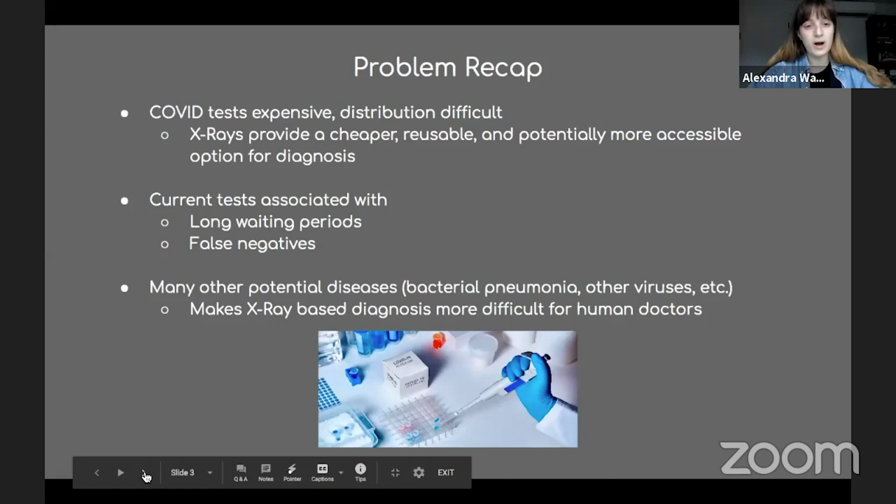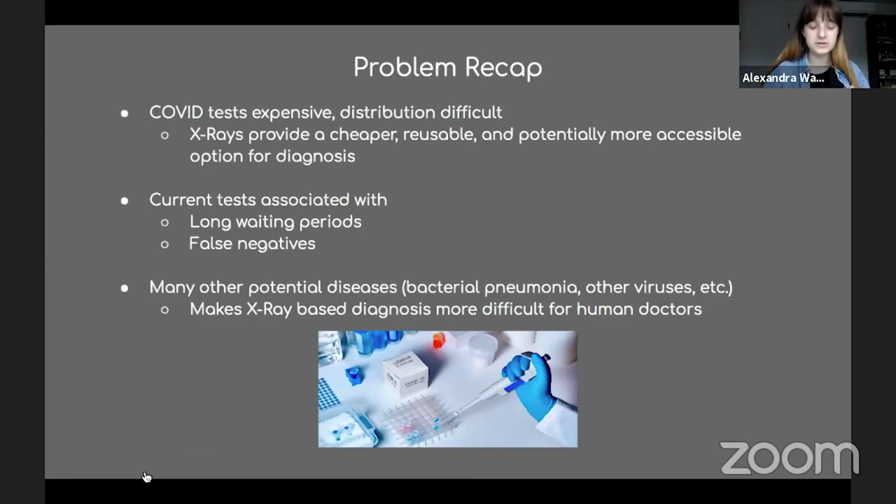Okay, so just to recap the problem that we're covering, the current used COVID test, which is a qPCR test, is both expensive and difficult to distribute. So diagnosing COVID using X-rays provides a cheaper, more reusable, and potentially more accessible option for diagnosis. Additionally, the current qPCR tests are associated with long waiting periods, which can be a serious issue when you're dealing with a highly contagious and potentially fatal disease. And they also have, unfortunately, higher rates of false negatives.